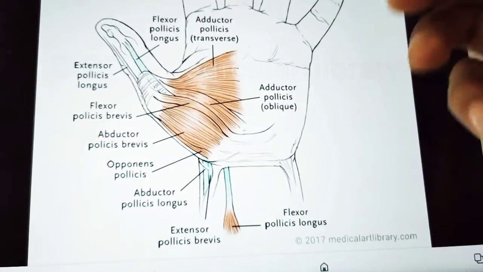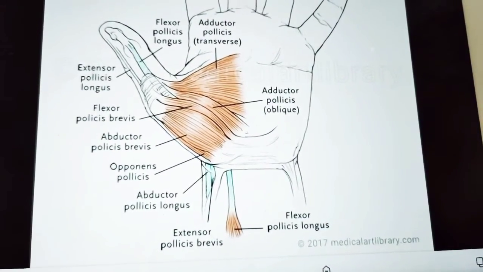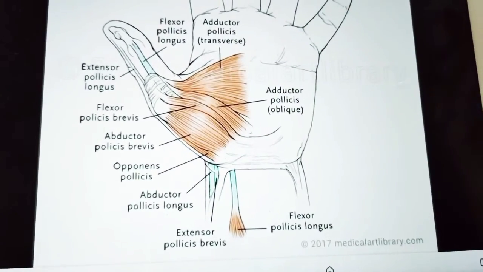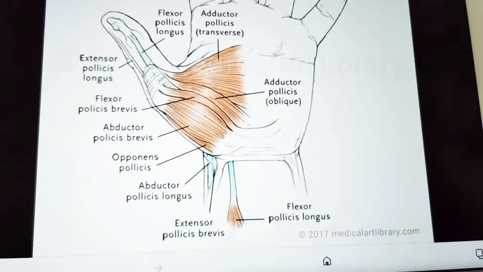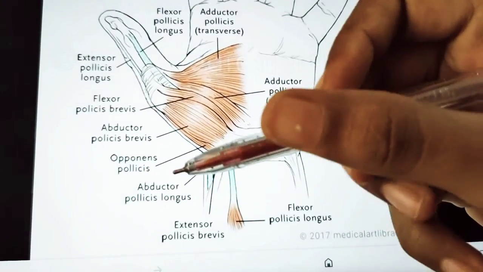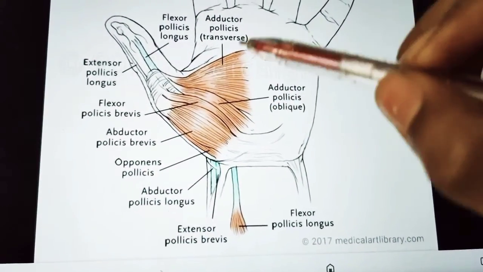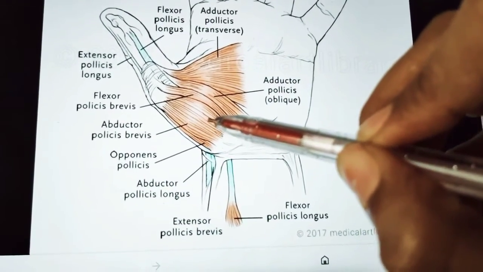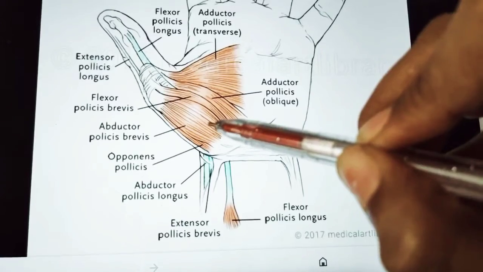The four muscles you can remember with the mnemonic AFOA. Okay, AFOA. How is that? We'll understand by each of its name. So the first muscle today we are going to talk about is abductor pollicis brevis. If you see here, this fat muscle is the abductor pollicis brevis. The name brevis means it's small.